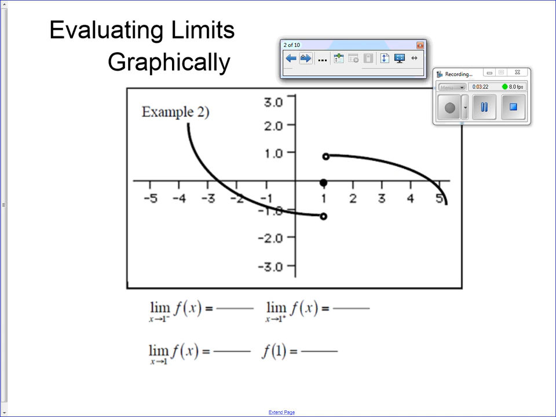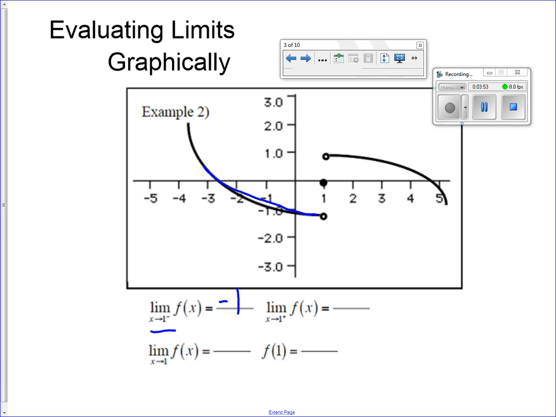So now we're going to talk about limits. There's 3 ways that we need to know how to evaluate limits. The first method I'm going to show you is graphically. So when you're looking at this graph, we're going to focus on what's happening at 1. The first question is, what's happening as x approaches 1 from the left? That minus sign means from the left. So I'm going to come in from the left of my graph, and I'm going to approach 1. And I see that my function is approaching -1.